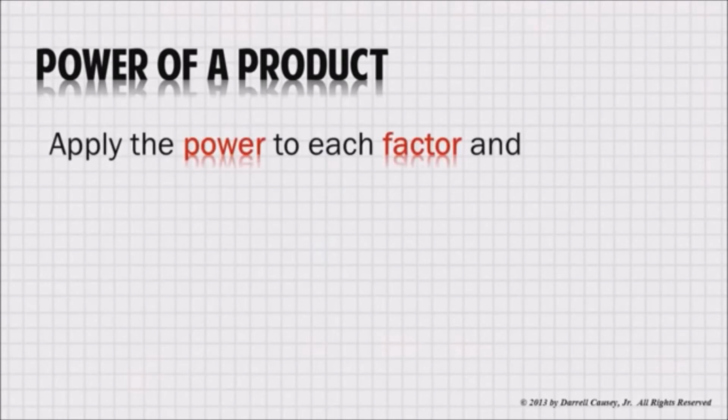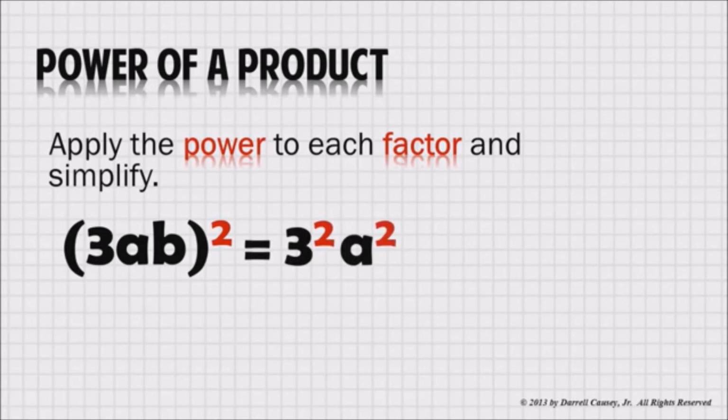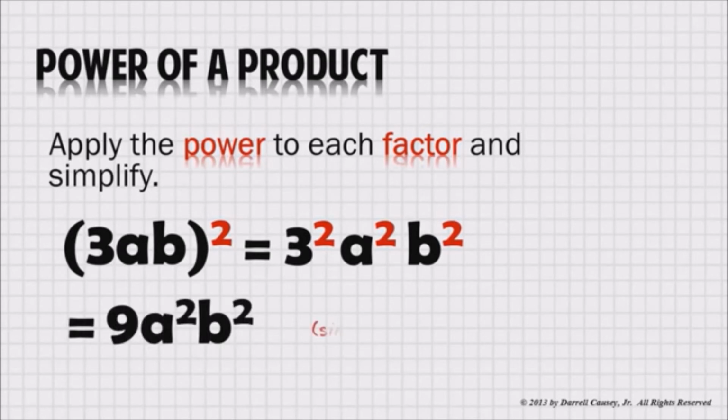Now, the second law of exponents is the power of a product. Apply the power to each factor and simplify, or distribute the power to each factor. Example, we have the quantity 3ab to the second power. So we are going to distribute 2 to 3, that is 3 to the power of 2, a to the power of 2, and b to the power of 2. Now, 3 raised to the power of 2 is simply 3 times 3, which is 9. A squared, b squared. So the answer is 9a squared b squared.